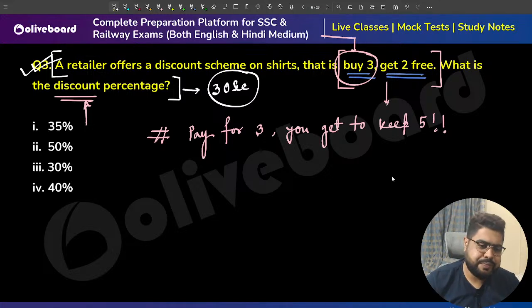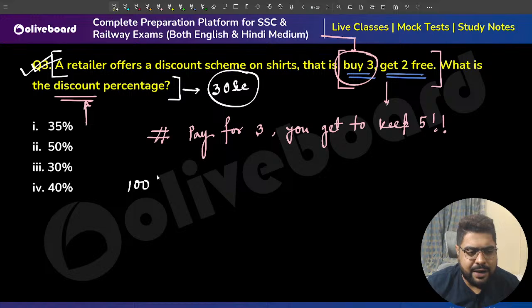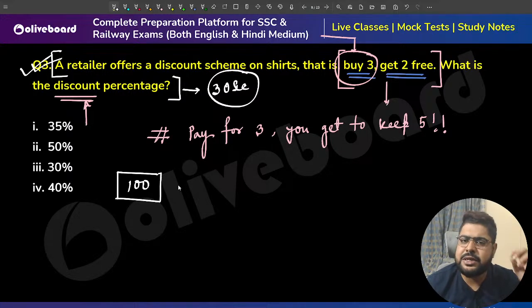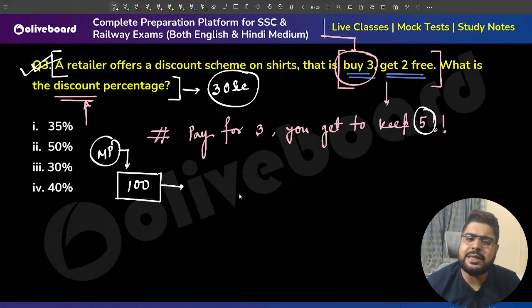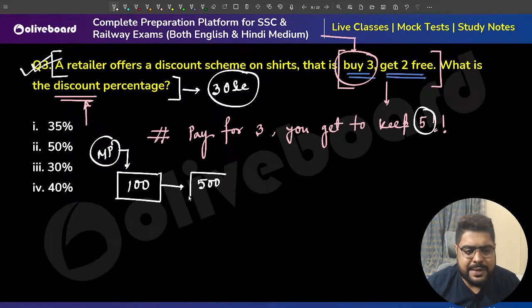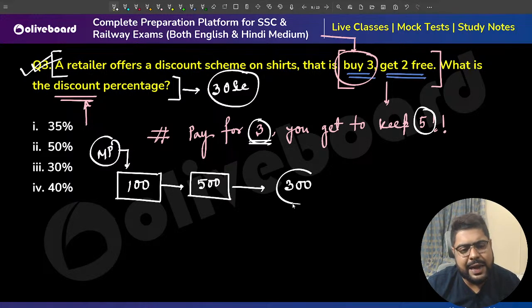Brother, there are shirts, and the MP of each shirt is 100 rupees. Understand? Please try to understand this. So you say, okay, 5 shirts, the MP will be 500 rupees. But the shopkeeper says, you only pay me for 3, meaning you only give me 300 rupees, and I'll give you 5 shirts.